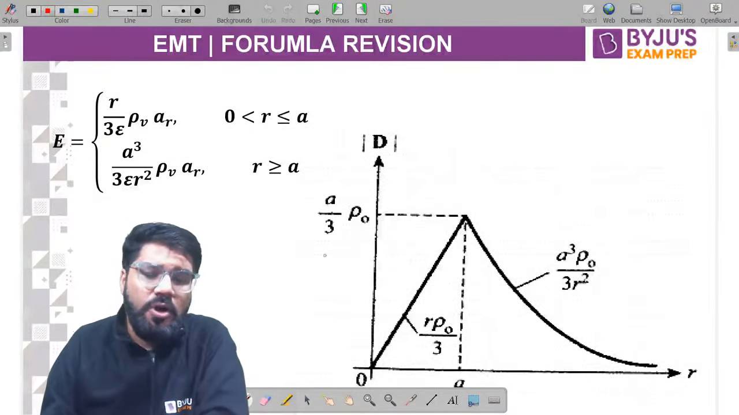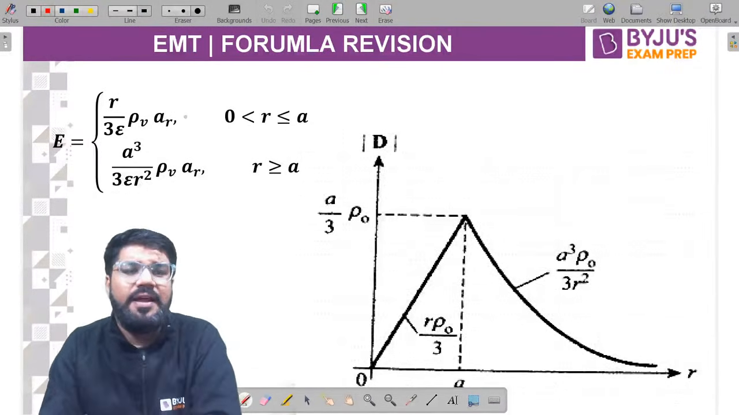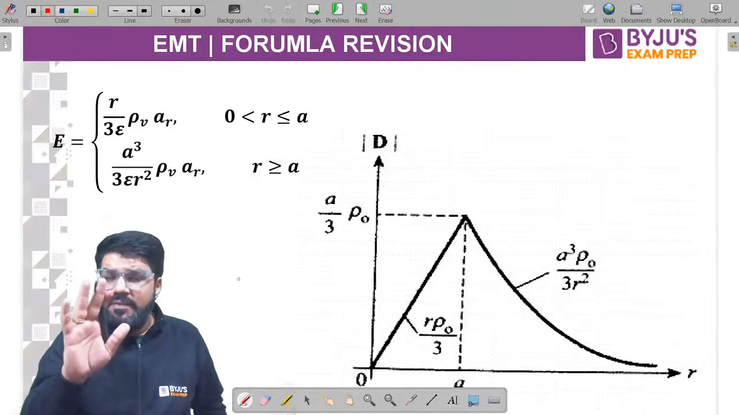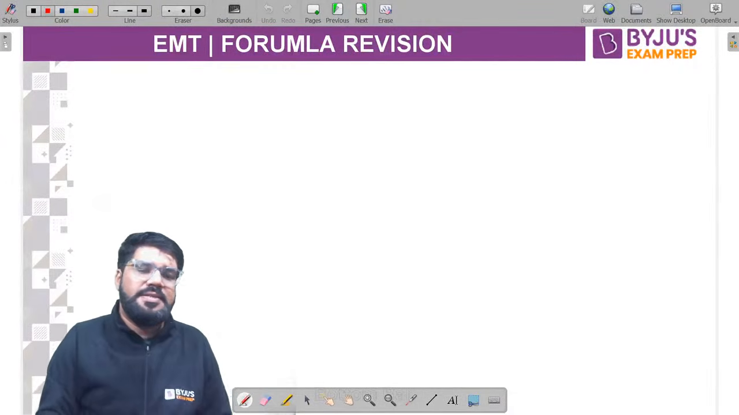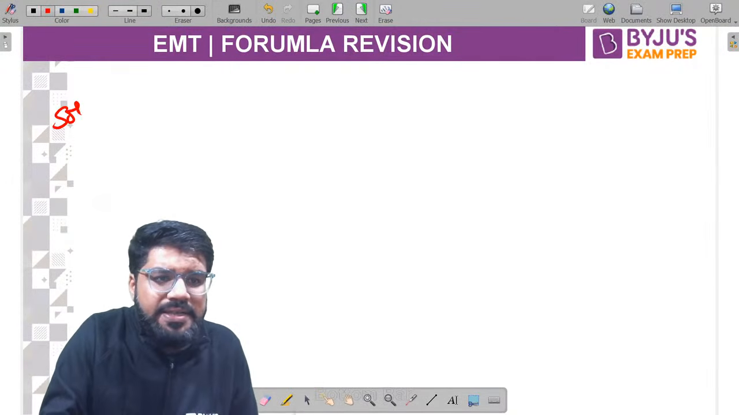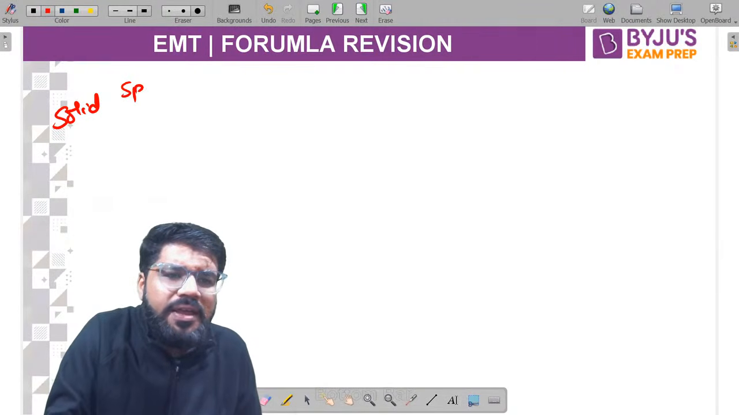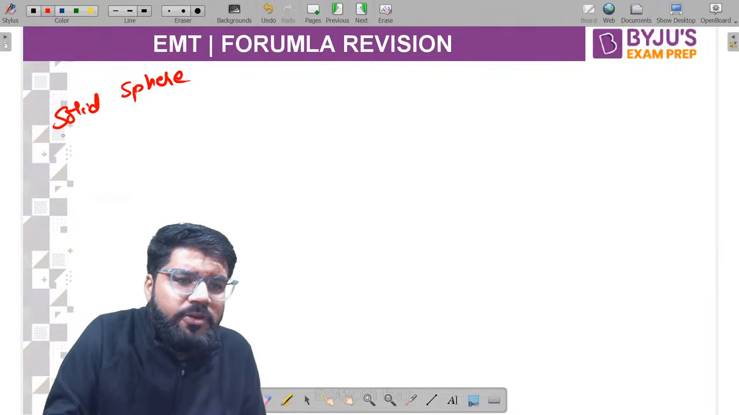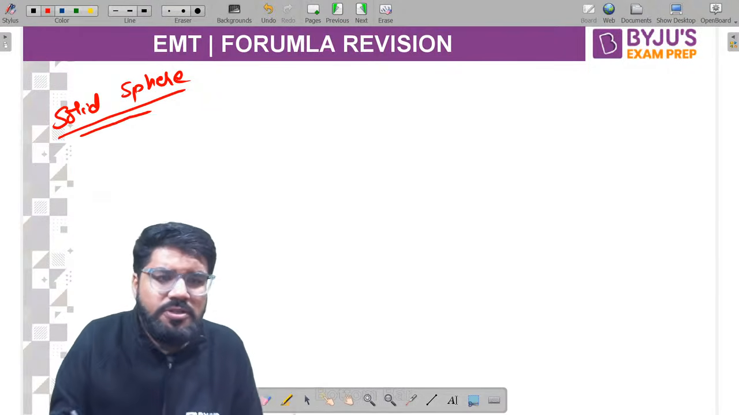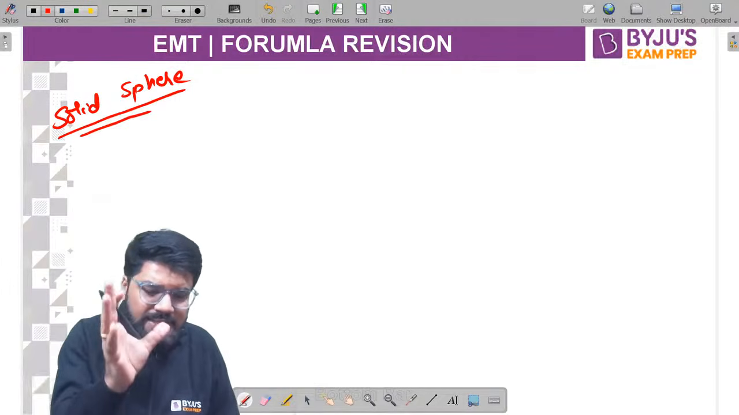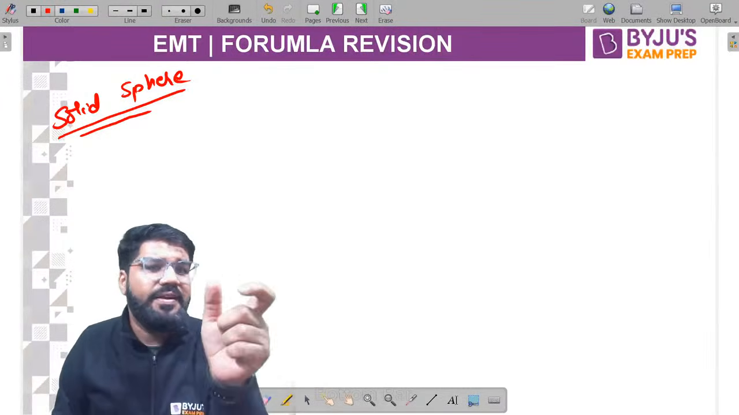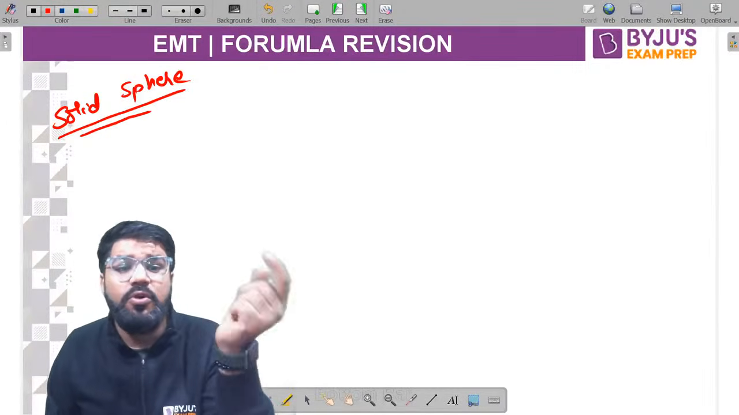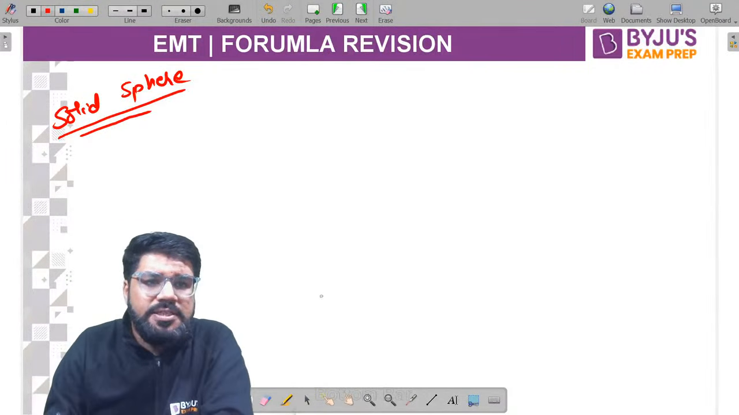Again, after applying the Gauss law, we obtain the formula. I'll give you two important cases here, and both are very important, for numericals and also for direct factual questions. We have observed that in GATE as well as in engineering services, there have been direct questions from this concept. The electric field due to a solid sphere, and the electric field due to a hollow sphere. I'll cover both here.